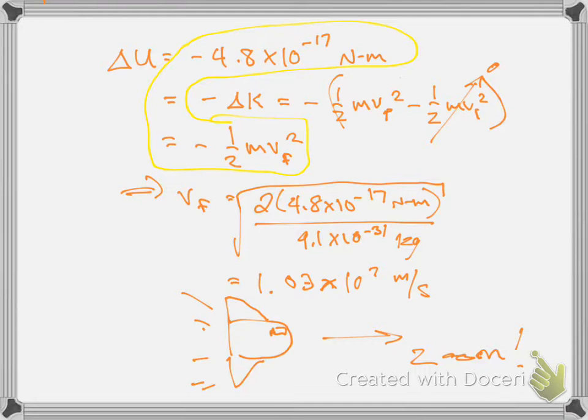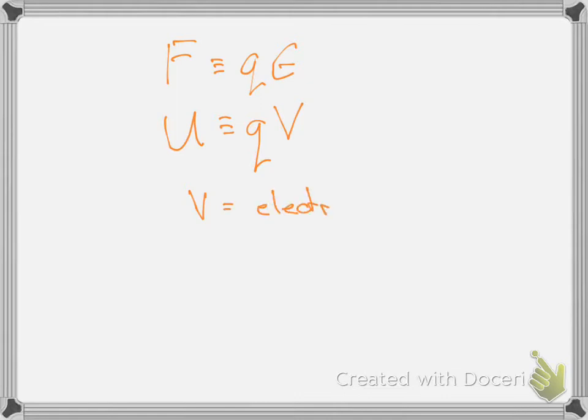So just like we have the connection between electric field and electric force, right? F is defined as QE, or that's how we define electric field, E is equal to F over Q. There's a quantity in electricity that is analogous for potential energy, where potential energy equals Q times something called electric potential. So V is electric potential. It's not electric potential energy. Electric potential energy is U, right? That's potential energy for electricity.